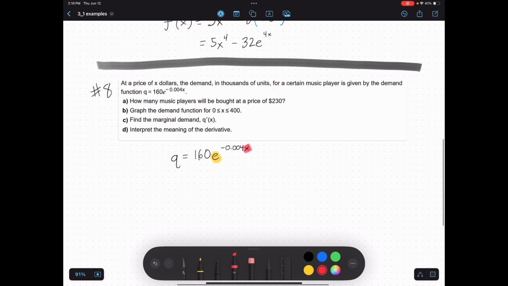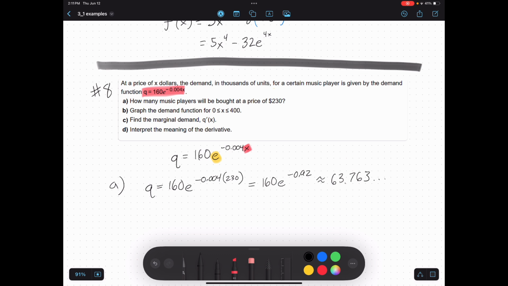And so this problem asks a bunch of different questions related to this scenario. And the first question is just, how many music players will be bought at a price of $230? Do I need the derivative for this question? No, because remember, the derivative is all about rates. And this is just asking me how many music players for $230. That's exactly what this equation tells us. It tells me the demand for a specific price, which means to answer this, all I have to do is plug 230 into my equation.